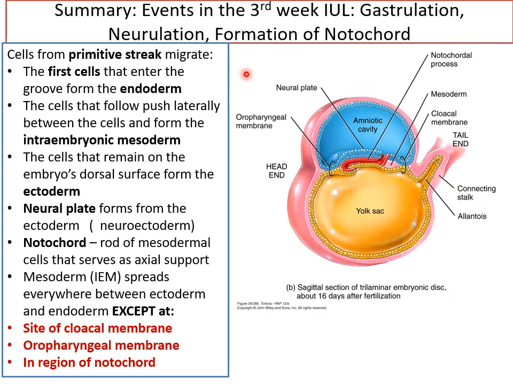So this is the summary of the third week of events. You can understand the most important events: gastrulation, that means formation of three germ layers, formation of the notochord, and neurulation. This is all the summary that we've already done for you to read. How the primitive streak forms, first cells fuse with endoderm and replace it, then the rest form intraembryonic mesoderm, the remaining cells are ectoderm, then the notochord, neural plate, neural tube, etc. And then last are the sites where mesoderm is not there in the midline: at the site of the cloacal membrane, the oropharyngeal membrane, and where the notochord is.